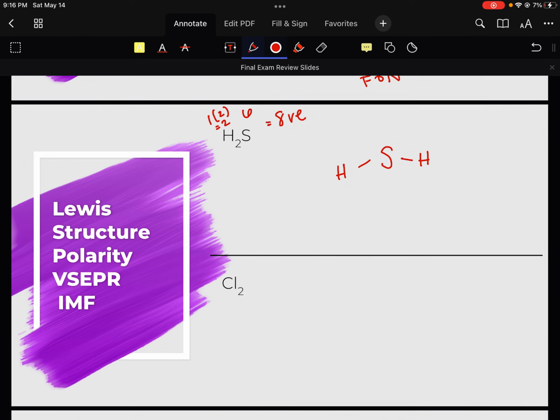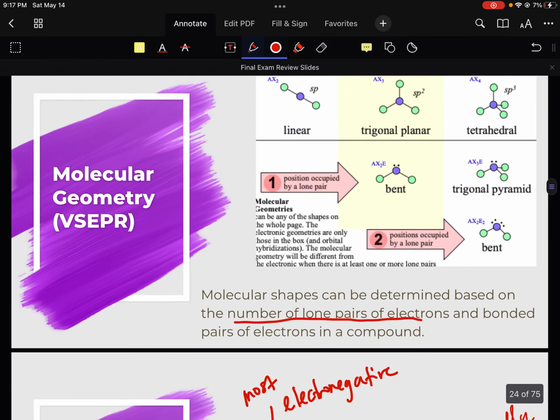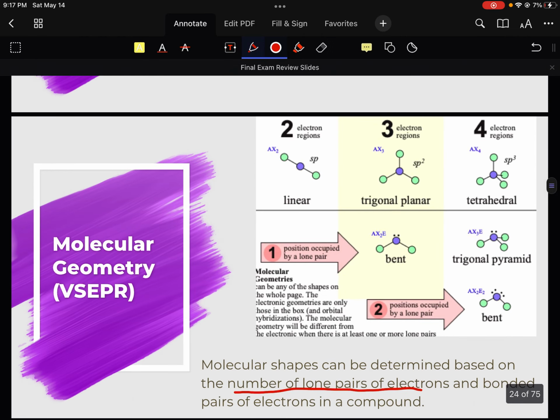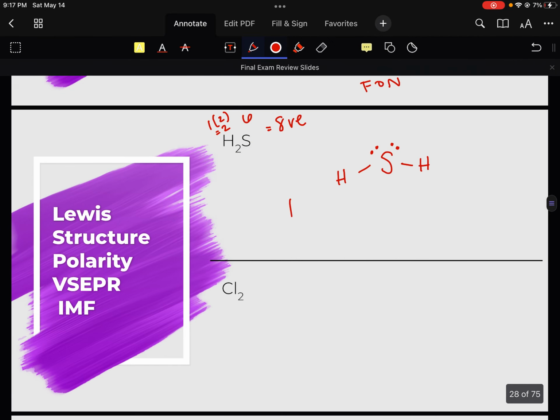If I have 8 valence electrons, I know that each line is 2, so I have a total of 4 drawn right now. That means I have to draw 4 more dots to get up to 8. So there's my 4 more dots. Now we can look at our shape. I have 2 bonded pairs and 2 dots on the top. That matches this one right here. So we're going to say this is bent.